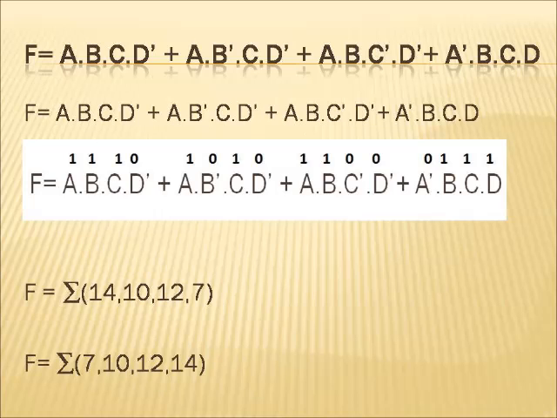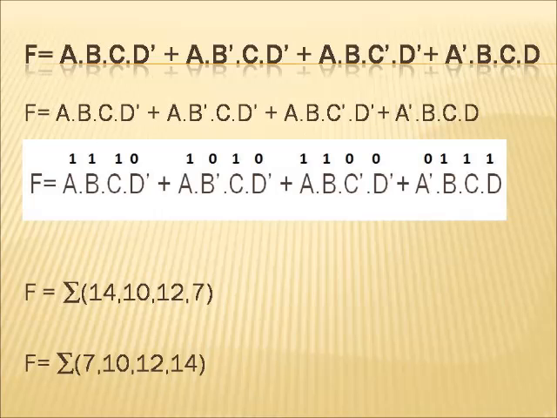Because A bar means 0. B means 1. C means 1. And D also means 1. Now, consider those numbers. 1110, which is equal to the number 14 in binary numbers.